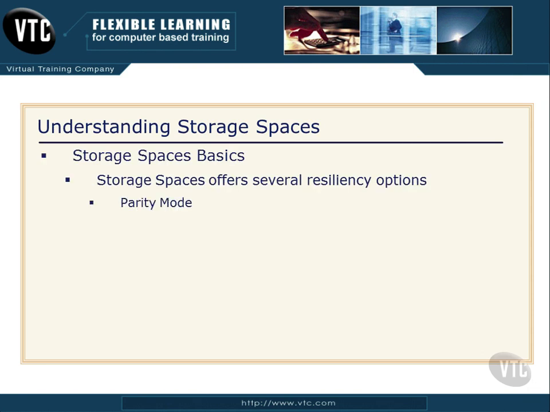Then the last one that we have here on the resiliency options is parity mode. This is what a lot of us have become familiar with as RAID 5. And this requires at least 3 disks. It's going to store parity and data on each disk. And so if we lose a disk, it can read the parity from the other 2 disks to reconstruct what's missing on the disk that's gone bad.